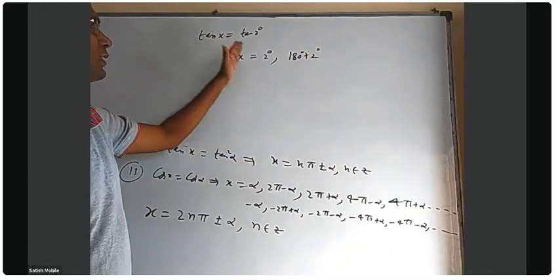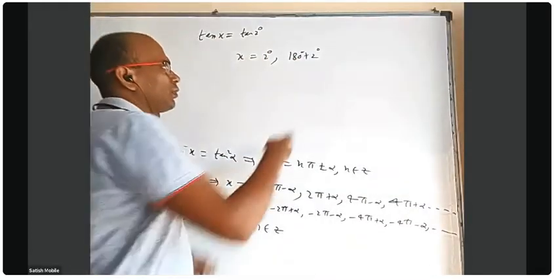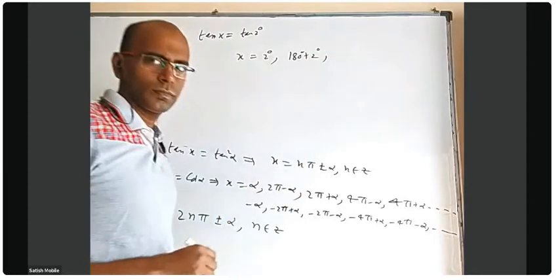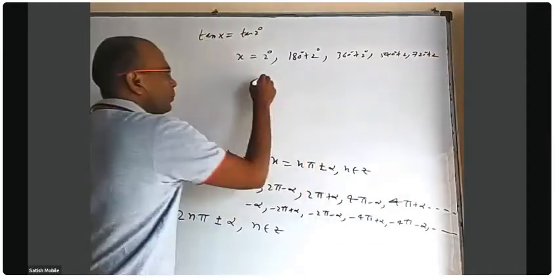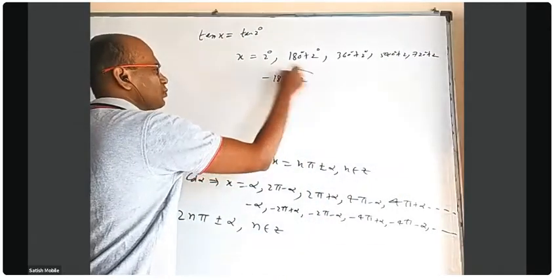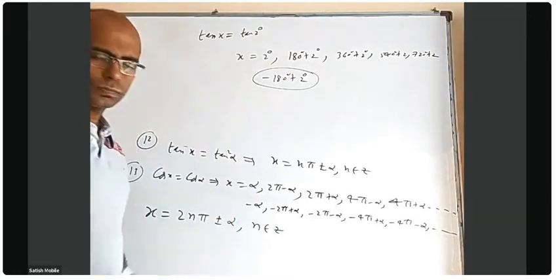So after getting alpha, we'll get the next one. What about the next solution? 360 plus 2. Next solution? 540 plus 2. Next, 720 plus 2. Minus 180 plus 2, will it give me tan 2?